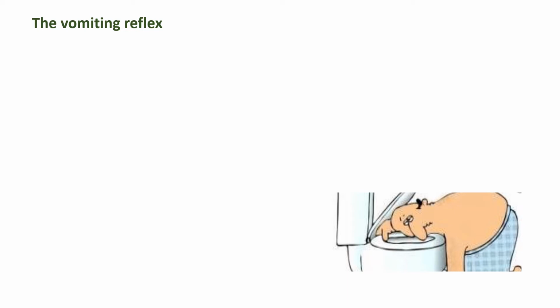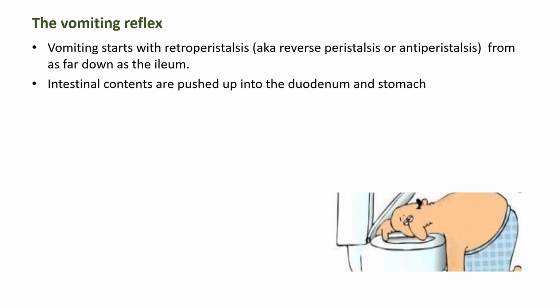Which brings us on to the vomiting reflex itself. So, it starts with retroperistalsis. This is also known as reverse peristalsis or antiperistalsis. Basically, what's happening is instead of pushing everything down, we start pushing it back up, and it can start from as far down as the ileum. The intestinal contents are pushed up into the duodenum and then into the stomach.